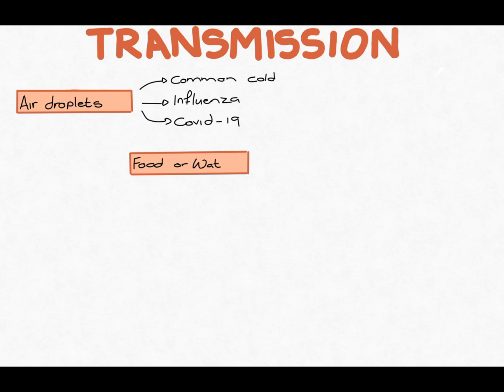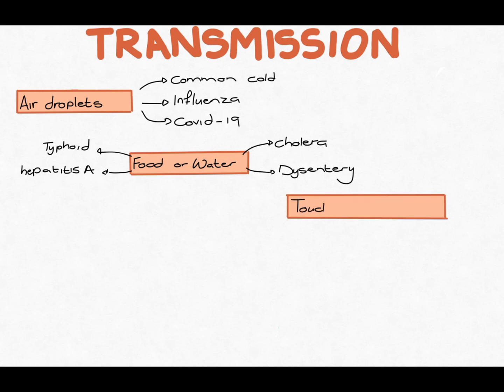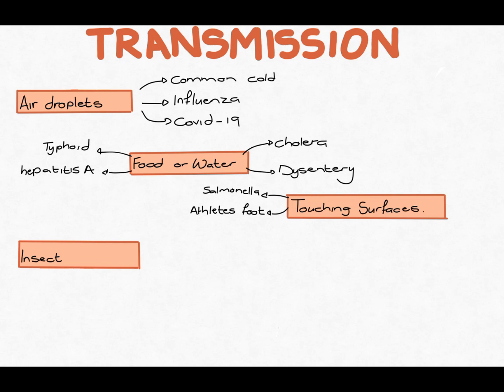Examples of diseases that are spread through food and water are, for instance, cholera, typhoid, dysentery, and hepatitis A. Then, of course, diseases can also be transmitted through touching surfaces that have pathogens on them. Salmonella is a good example of a disease that is spread through surfaces. Athlete's foot is also spread in this manner. And then diseases can also be transmitted through insect bites. This is like malaria and dengue fever, but also African sleeping sickness.